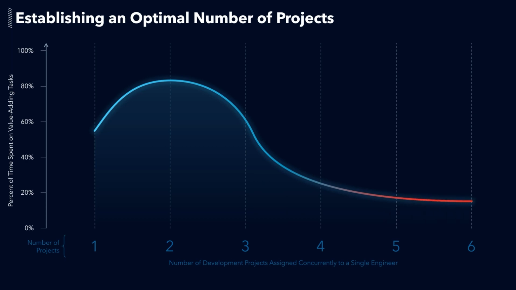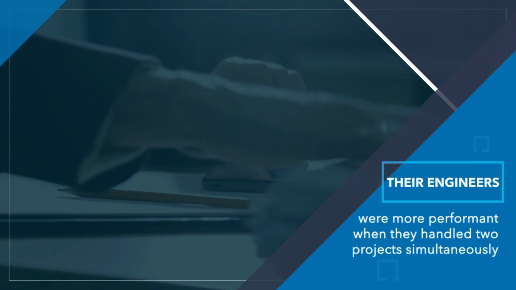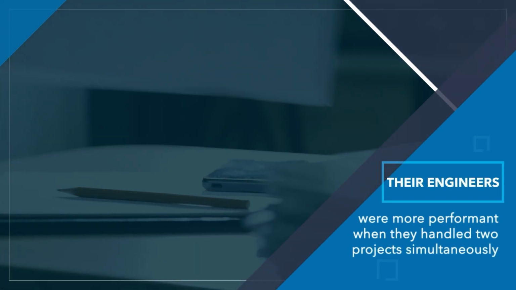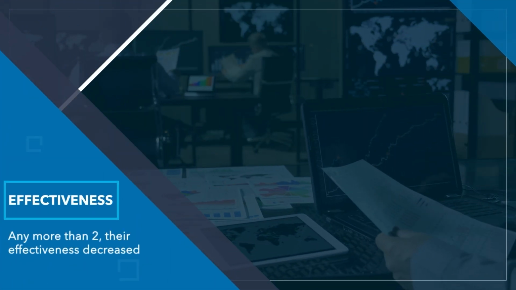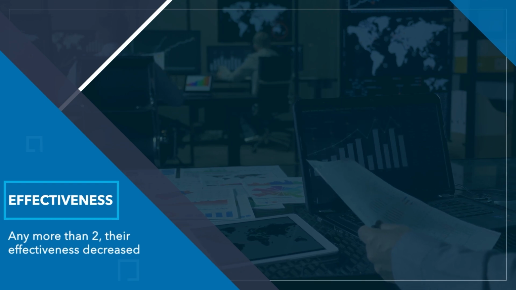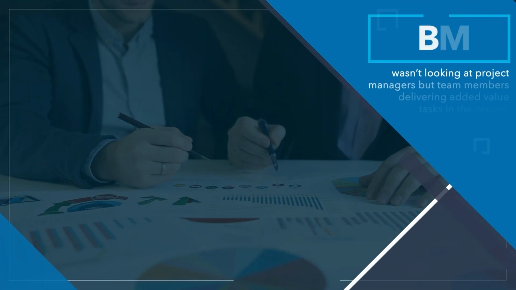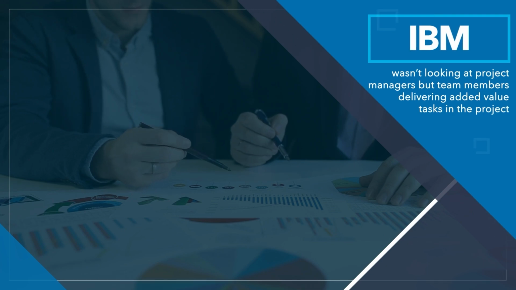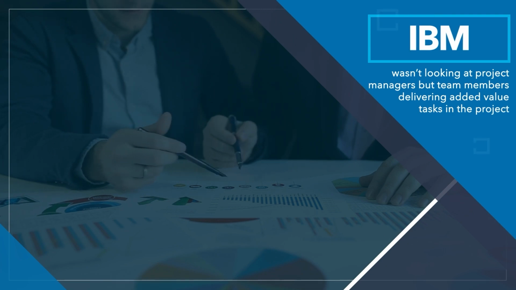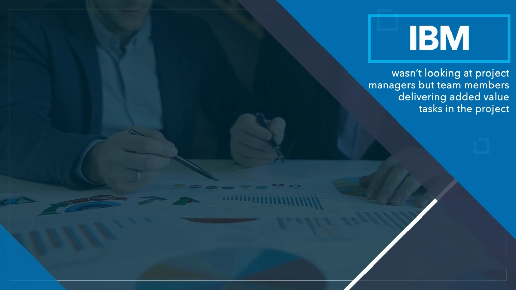This is based on an IBM study on efficiency in product development. They realized that their engineers were more performant when they handled 2 projects simultaneously. Any more than that, and their effectiveness decreased. This is an interesting discussion to have and to put in perspective in your workplace. Here, IBM wasn't looking at project managers, but at team members delivering added value tasks in the project.